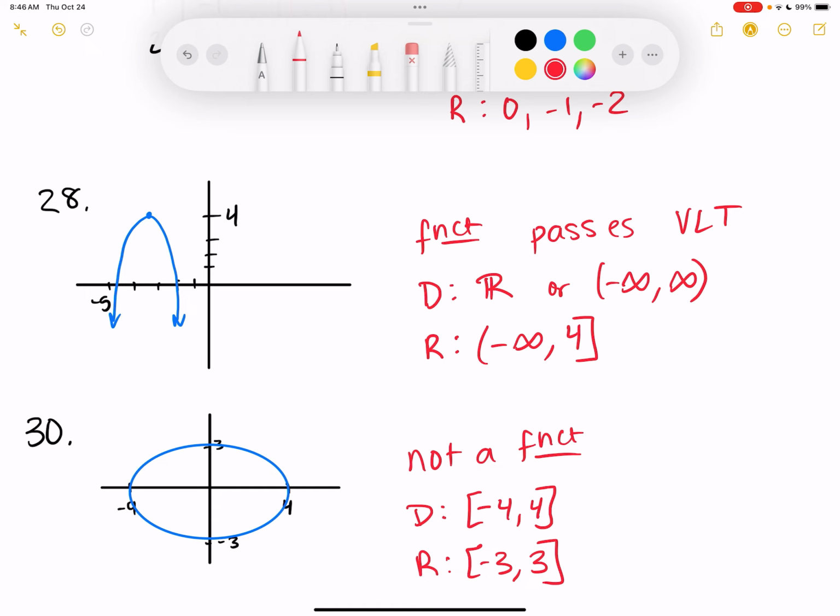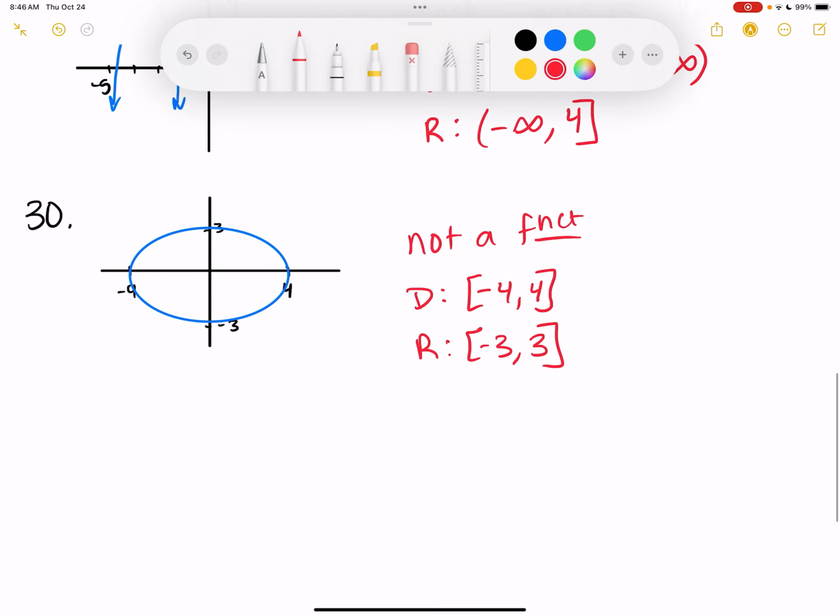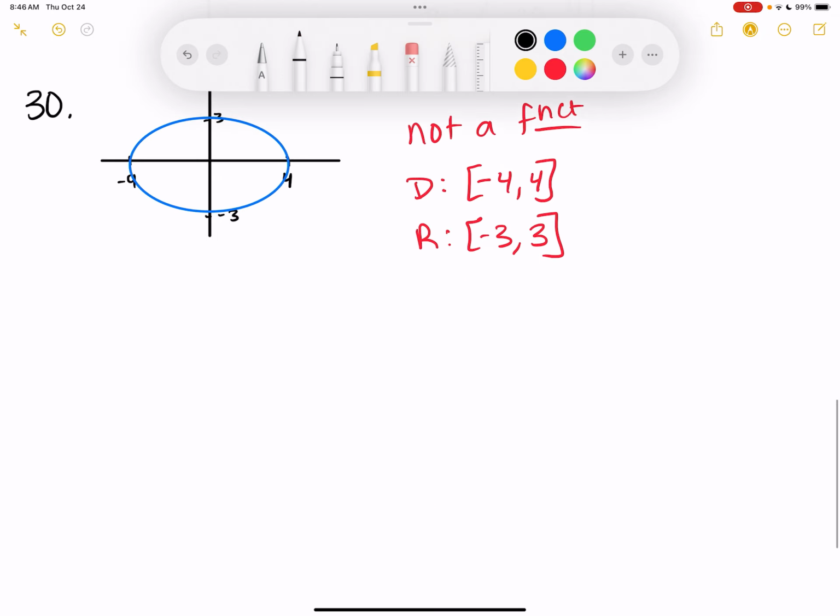All right, so pretty much the same instructions, except for now they're giving it to us as an equation, and we're determining if it's a function or not, and then the domain and range based on that. So 38 is y equals negative 6x plus 4.